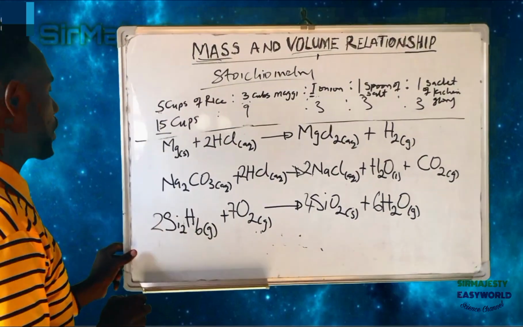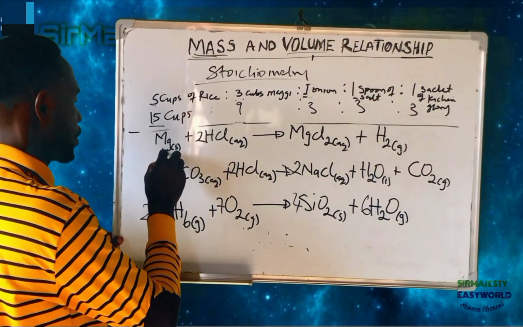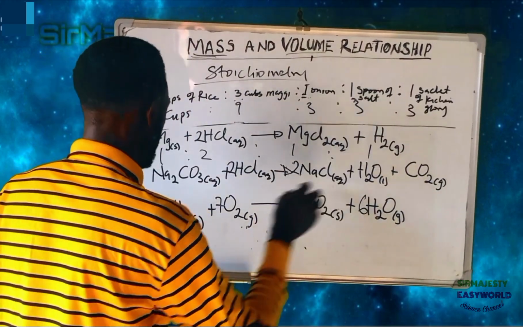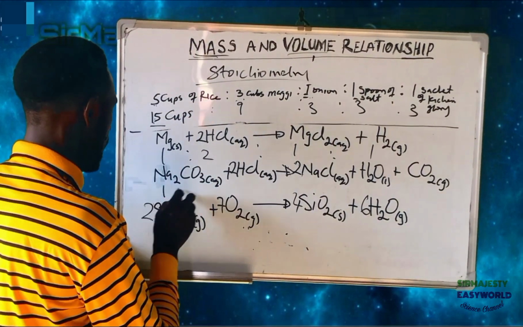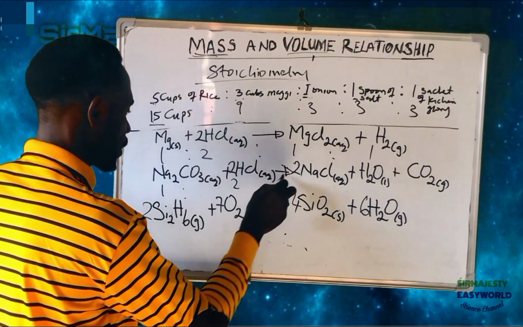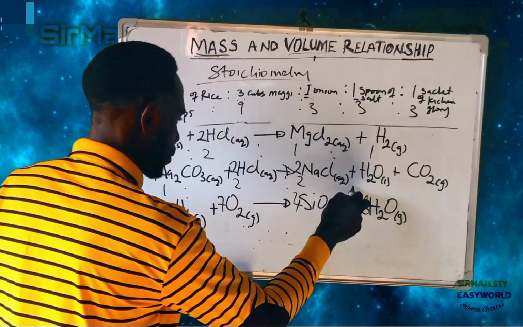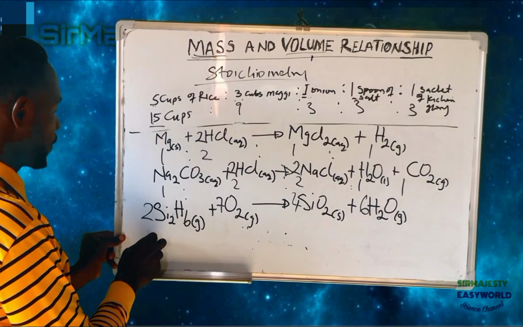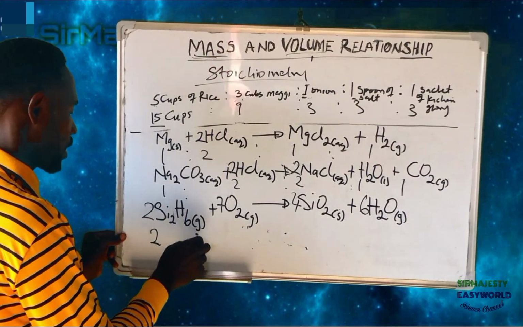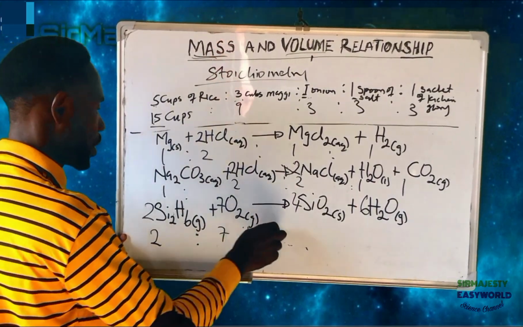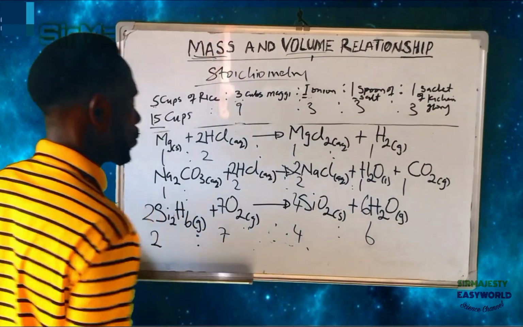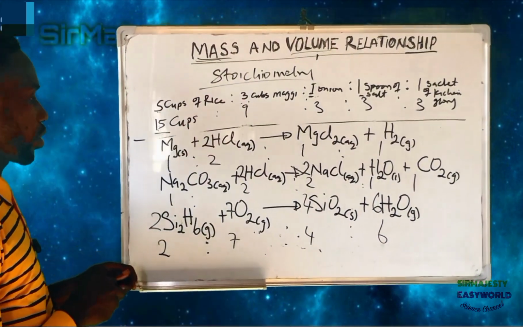Now, what this implies is that the mole ratio of the first reaction is 1:2:1:1. Then the second one is 1:2, the coefficients are 2:1:1. In the third one, we have the mole ratio. That's the stoichiometry presented by 2 moles to 7 moles to give you 4 moles of silicon oxide to produce 6 moles of water. So this is what we call mole ratios.